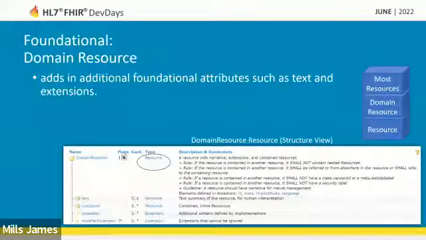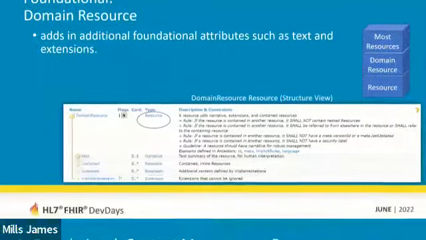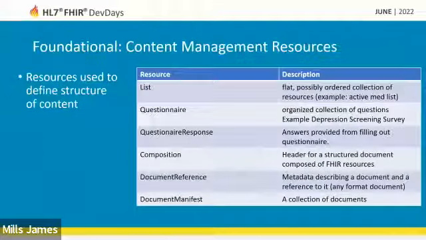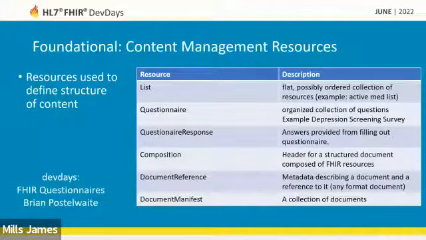Okay, let's look at some more generic resources that are out there. Not necessarily underpinnings, but generic, such as content management resources. You can have lists of resources. They can be flat, possibly ordered, like your active med list. Questionnaires are really important in healthcare. We're often giving our patients questionnaires, different assessments or surveys. Those can be represented in FHIR with questionnaire and questionnaire response. I'm not going to talk much about that. We'll leave that to Brian.